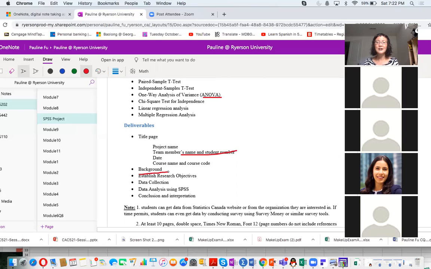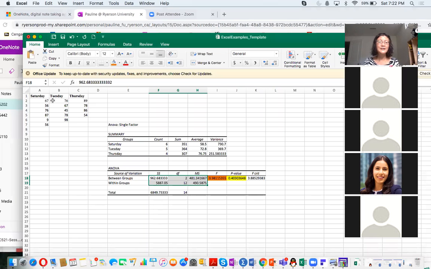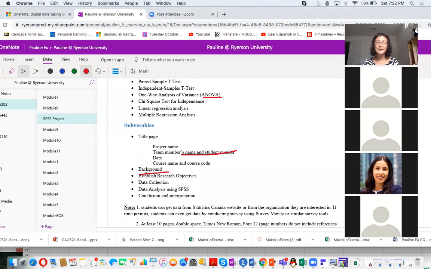Because if you throw me the data here, I know nothing about this data. You have to tell me the story. Oh, this data is about food prices at Food Basics, No Frills and Sobeys. Or, this data is about student test 1 marks across 3 different sections. So that is the background.